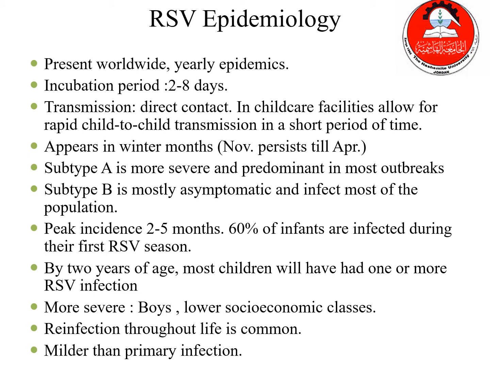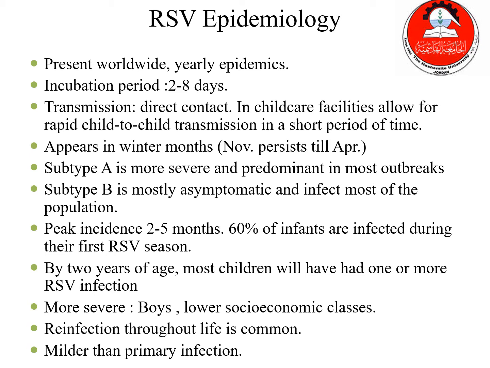So the respiratory syncytial virus comes in yearly epidemics, especially during the winter months, and it's present worldwide. It has an incubation period of 2 to 7 days. Transmission is by direct contact, especially in childcare facilities, where there is a good chance of child-to-child transmission because of close proximity within this setting. It appears in the winter months, especially November through April.